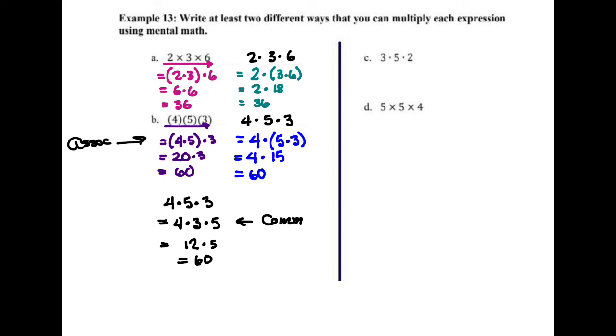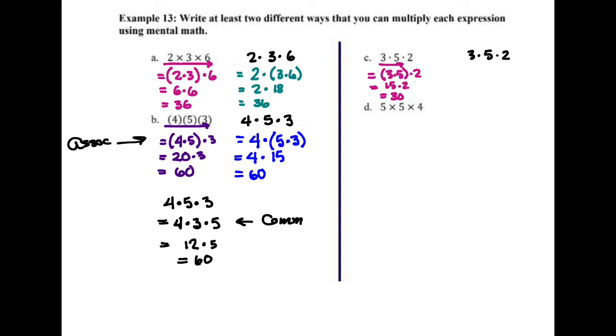Okay, so let's look over at C now. Going straight across, that means we're going to do 3 times 5 first. So I'm going to put those in parentheses. And the 2 on the outside. So we get 15 times 2, which is 30. That's one way.